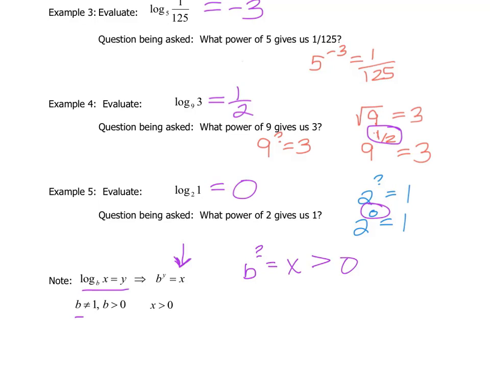So our b cannot be 1, it has to be positive, and our x, the thing inside our log, has to be positive. So we wouldn't ever ask log base 2 of negative 7. This would be undefined because we can't take the log of a negative number.